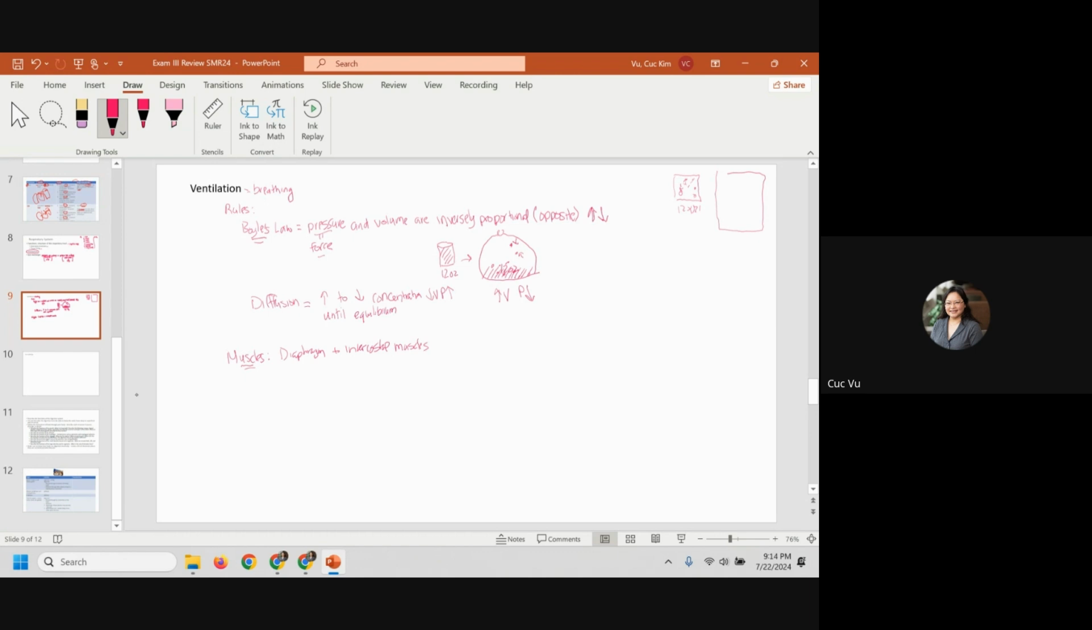Okay, all right. So because we live at sea level, the atmospheric pressure is going to be pretty consistent. What's the atmospheric pressure? Okay, 760 millimeters of mercury. Okay, so it stays pretty consistent.